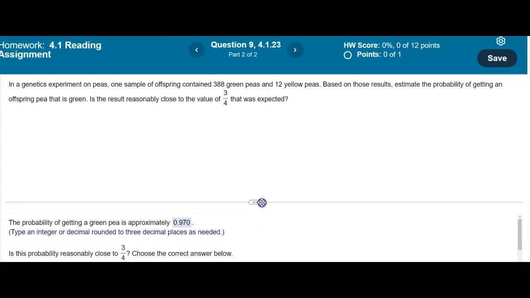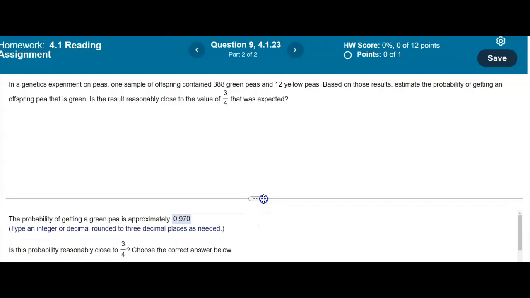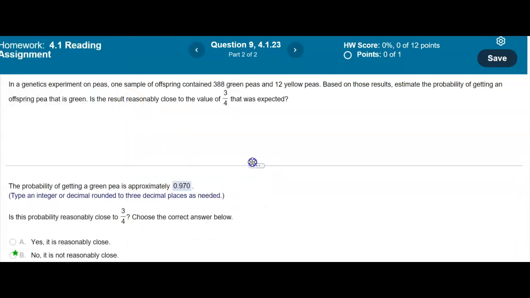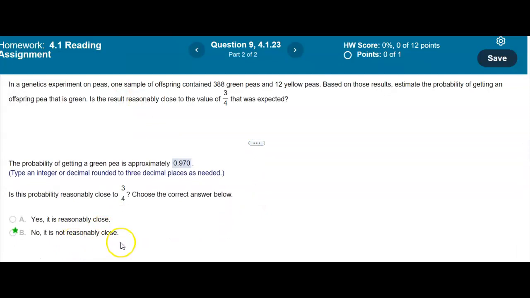Now the next question says, is the probability reasonably close to 3/4? Okay, well, what do we know about the decimal for 3/4? We know 3/4 actually converts to the decimal of 0.75. And 0.97 is not close to 0.75. So therefore, we would say no, it is not reasonably close.